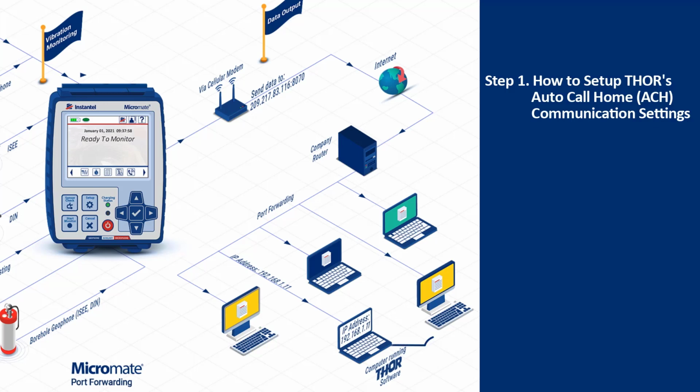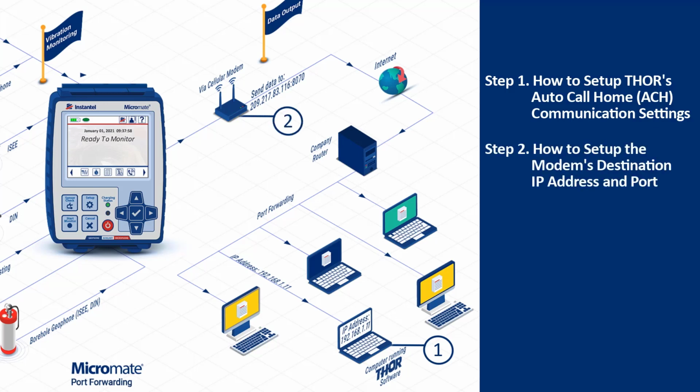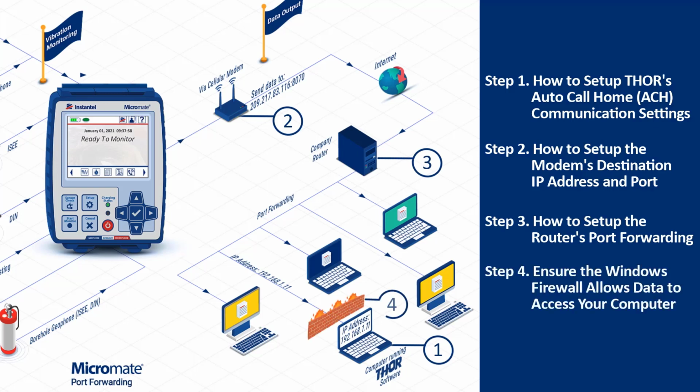Step 1. How to set up THOR's autocall home communication settings. Step 2. How to set up the modem's destination IP address and port. Step 3. How to set up the router's port forwarding. And lastly, how to ensure the Windows firewall allows data to access your computer.